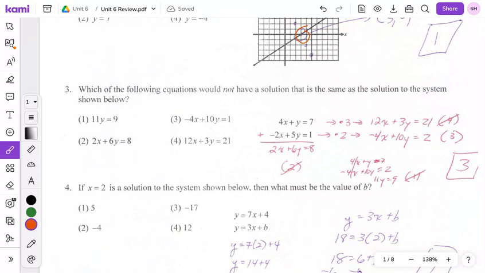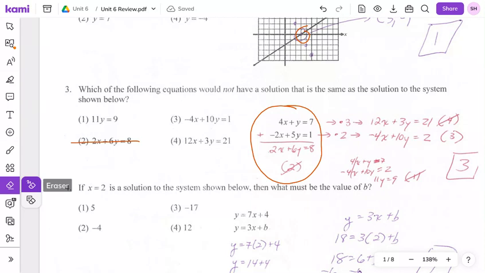The first thing I did is isolated right here, and that's when I just added these two equations from the system together. And that gets me a different equation. If I add them together, I get 2x plus 6y equals 8. That means 2x plus 6y equals 8 will have the same solution, so it's not that one.